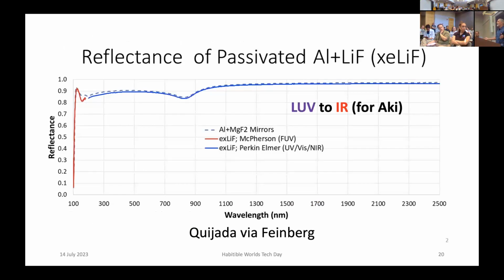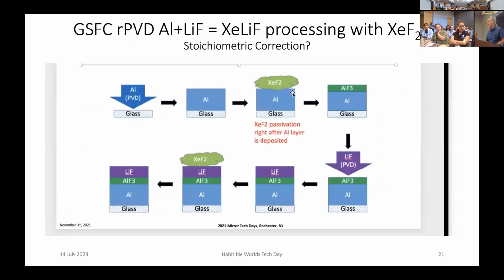And this is for Aki. Okay, she said on the room, great. Okay, Aki, this went from 2.5 microns out to 0.1 microns. Here's the reflectance comparing the aluminum magnesium fluoride with the extreme E-LIF mirrors.